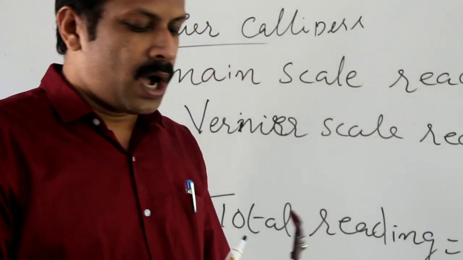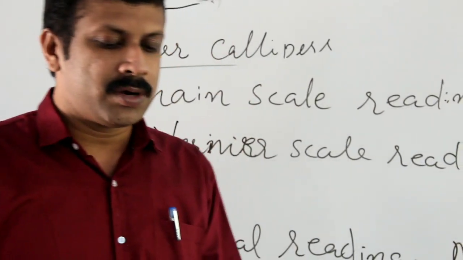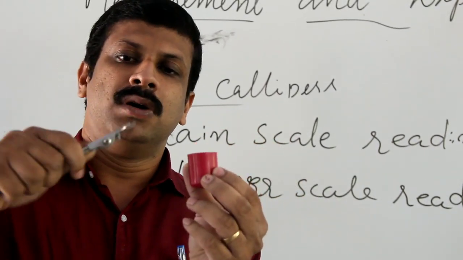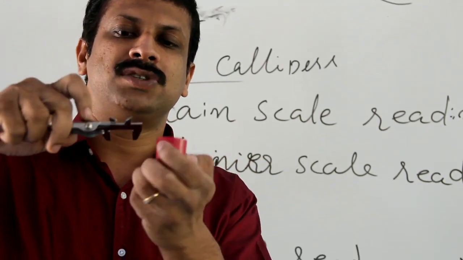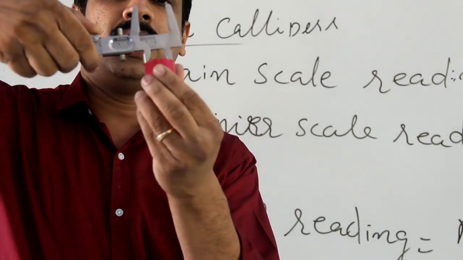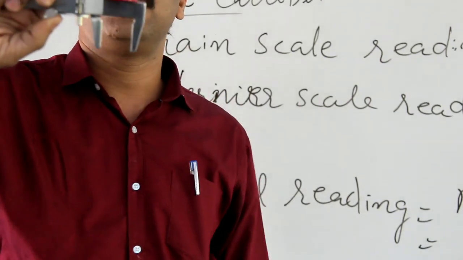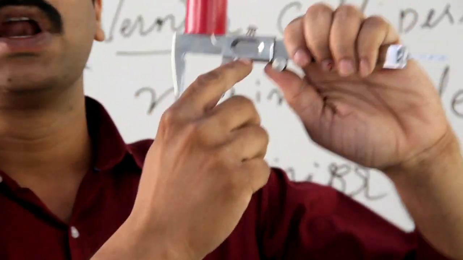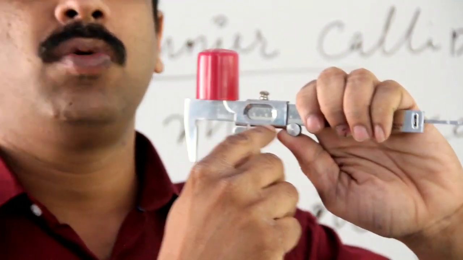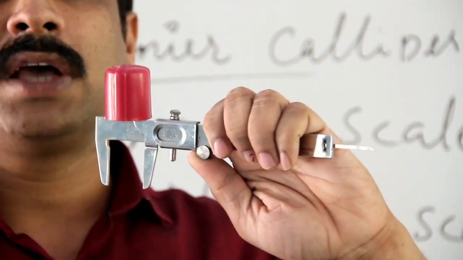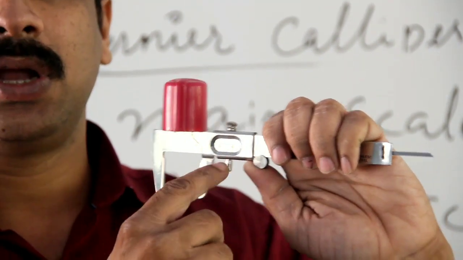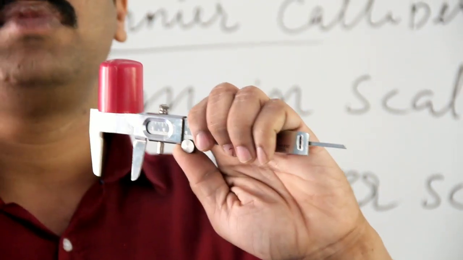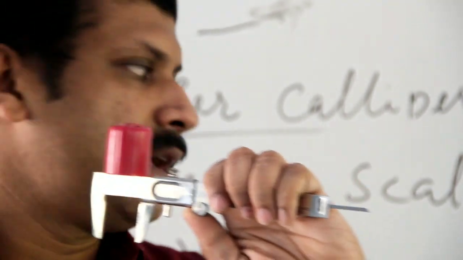So we discussed the outer diameter. Then we are going to talk about the inner diameter of the given object or a pipe. In that case, we have to fix this object in the inner jaws, and it should be fixed tight like this. Then the readings are the same as I explained on the board. The main scale reading is taken and the vernier scale reading is taken.